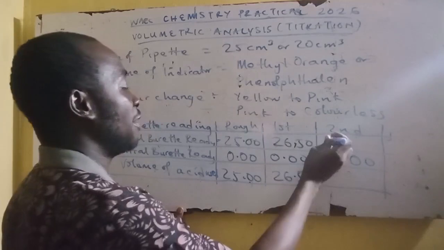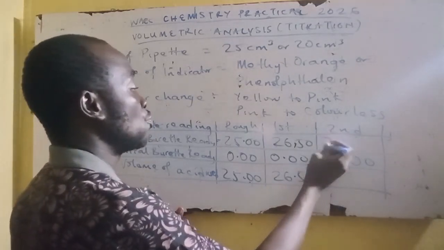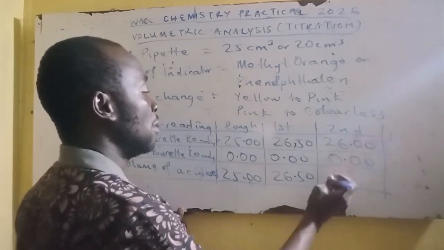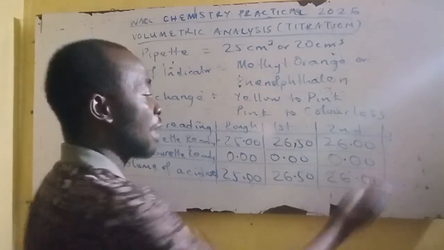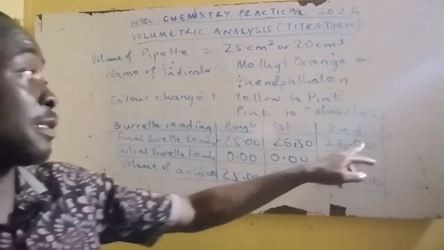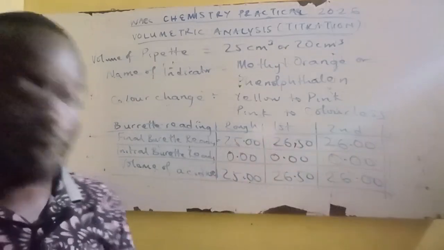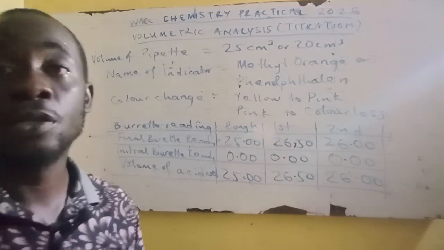Then you have maybe 26.00, and the total volume of acid used is also 26.00. And how do you get that? You are going to be subtracting this one from each other and you get all this. Now after getting that, there is no problem.